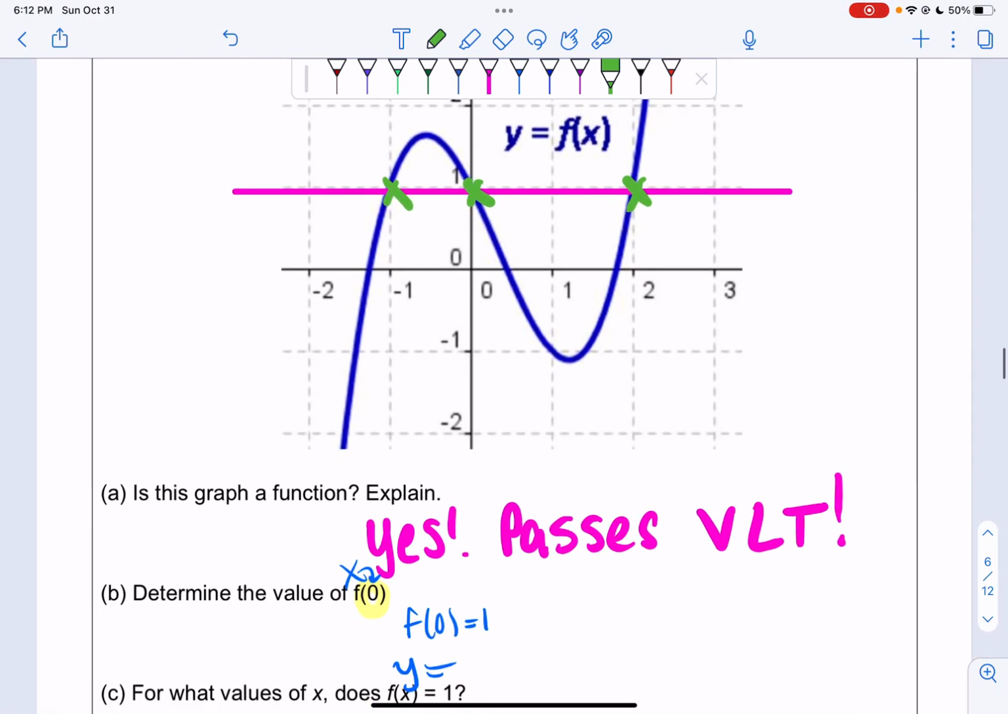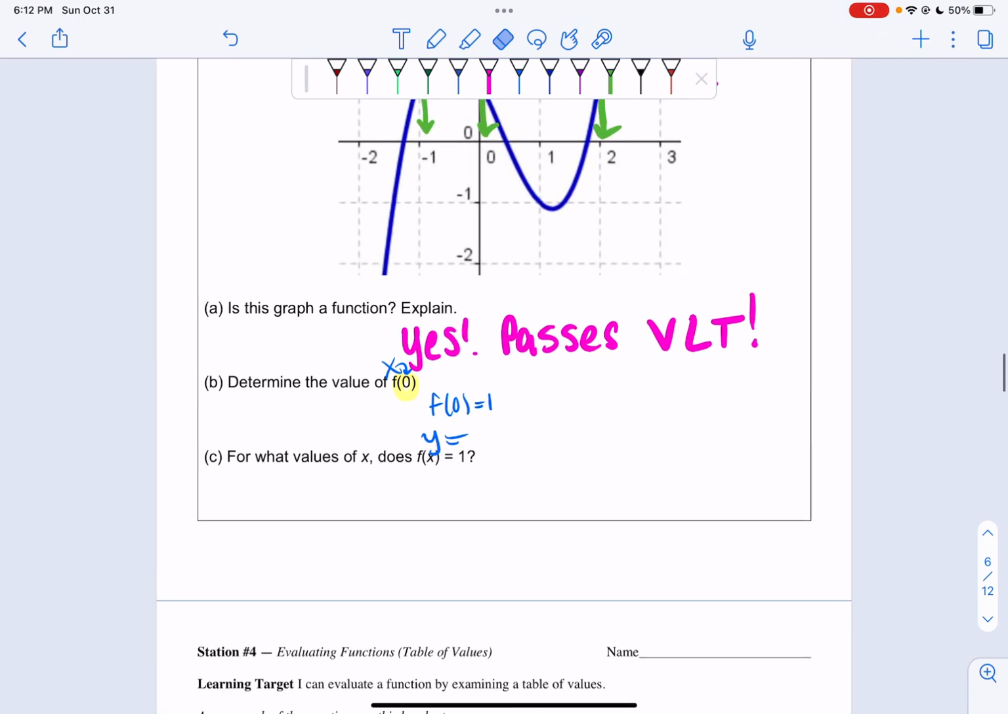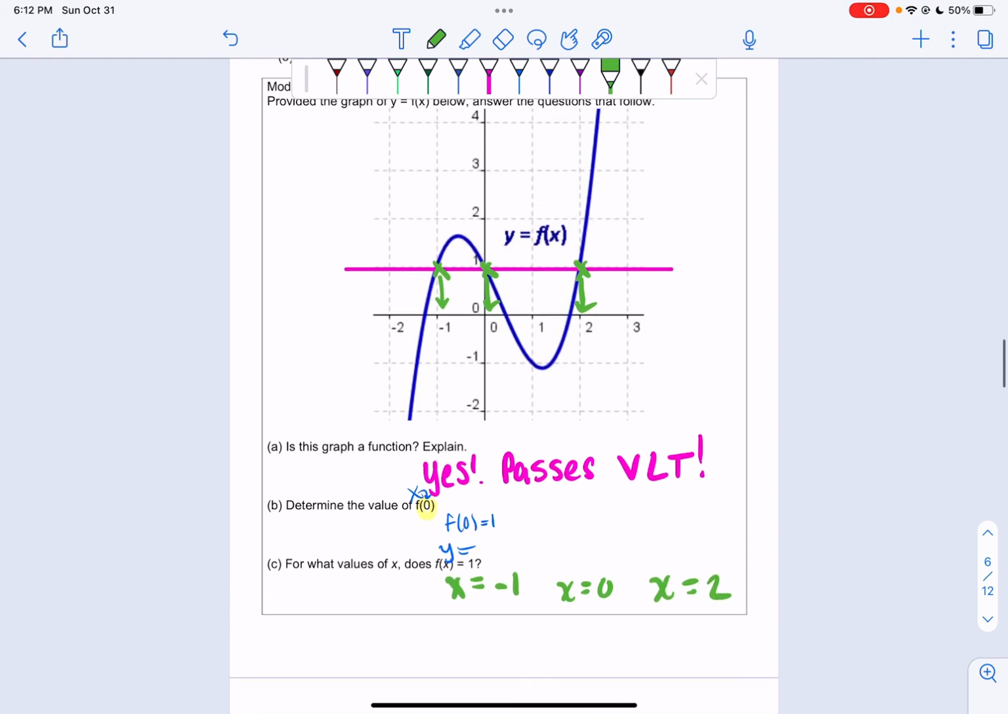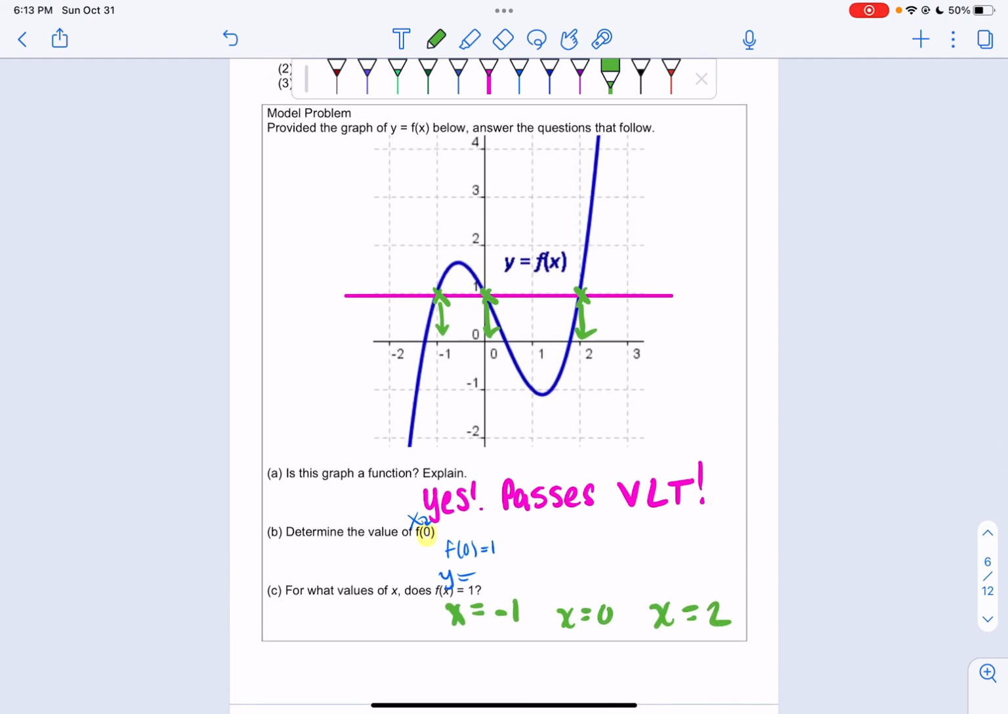So I have 3 different x values. They are -1, 0, and 2. So I can say x is equal to -1, x is equal to 0, and x is equal to 2. And those are the values of x where f of x is equal to 1.